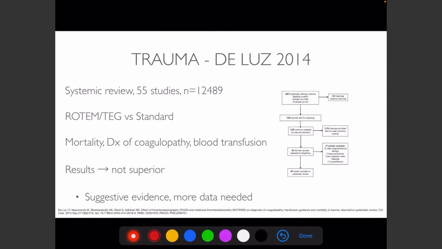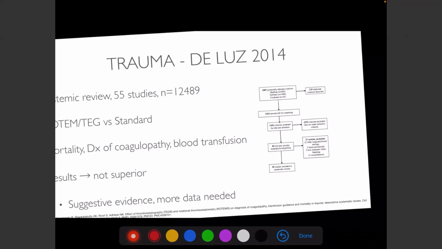So this was a systematic review of 55 studies in 2014, published in Critical Care Medicine. Basically they looked at Rotem versus standard, and they wanted to find your diagnosis of coagulopathy, your need for blood, and a mortality difference. And it was not superior was the results. They didn't have any statistical data either way, but I think these were too mixed in terms of the patient population. There was a lot of suggestive evidence, but none of them ended up being statistically significant.